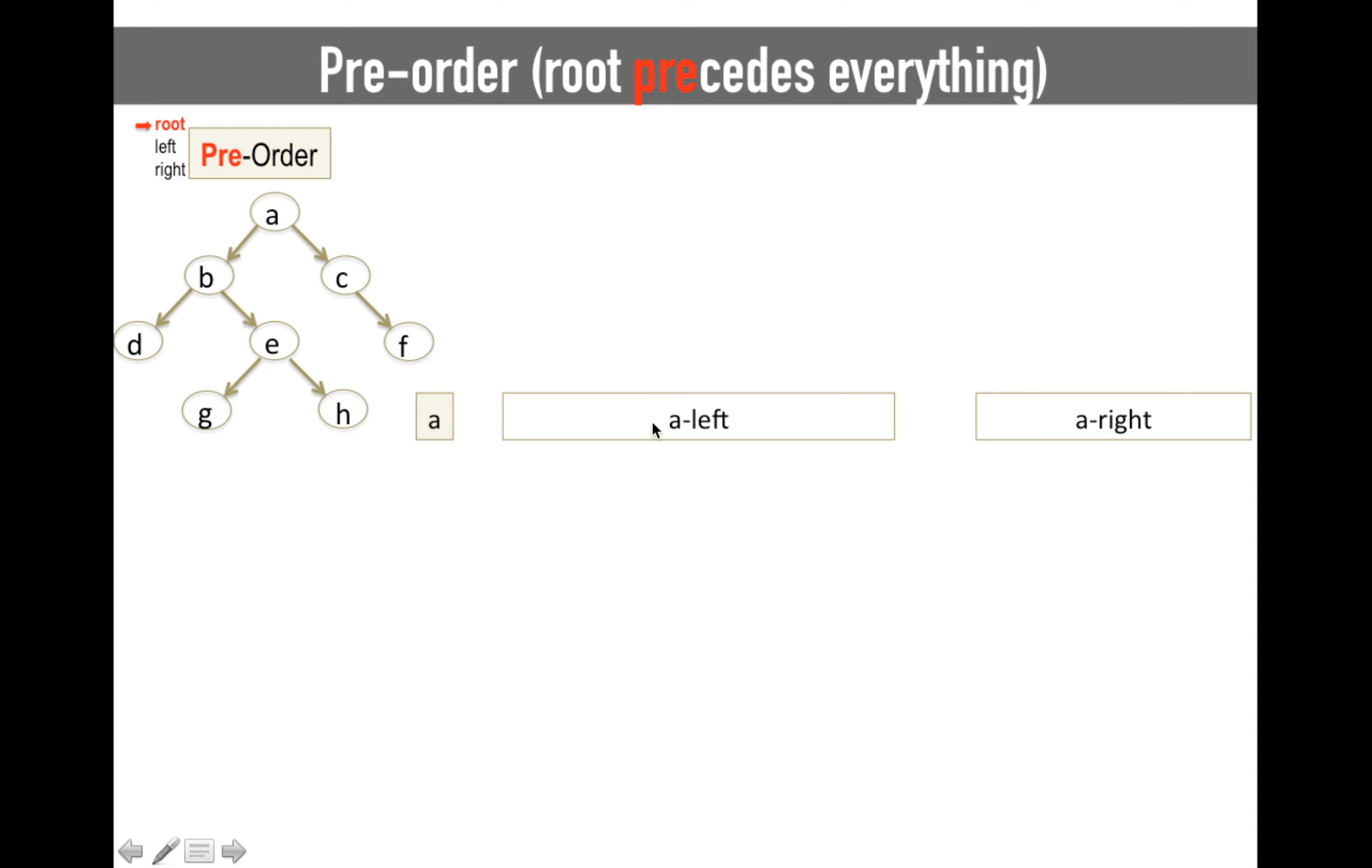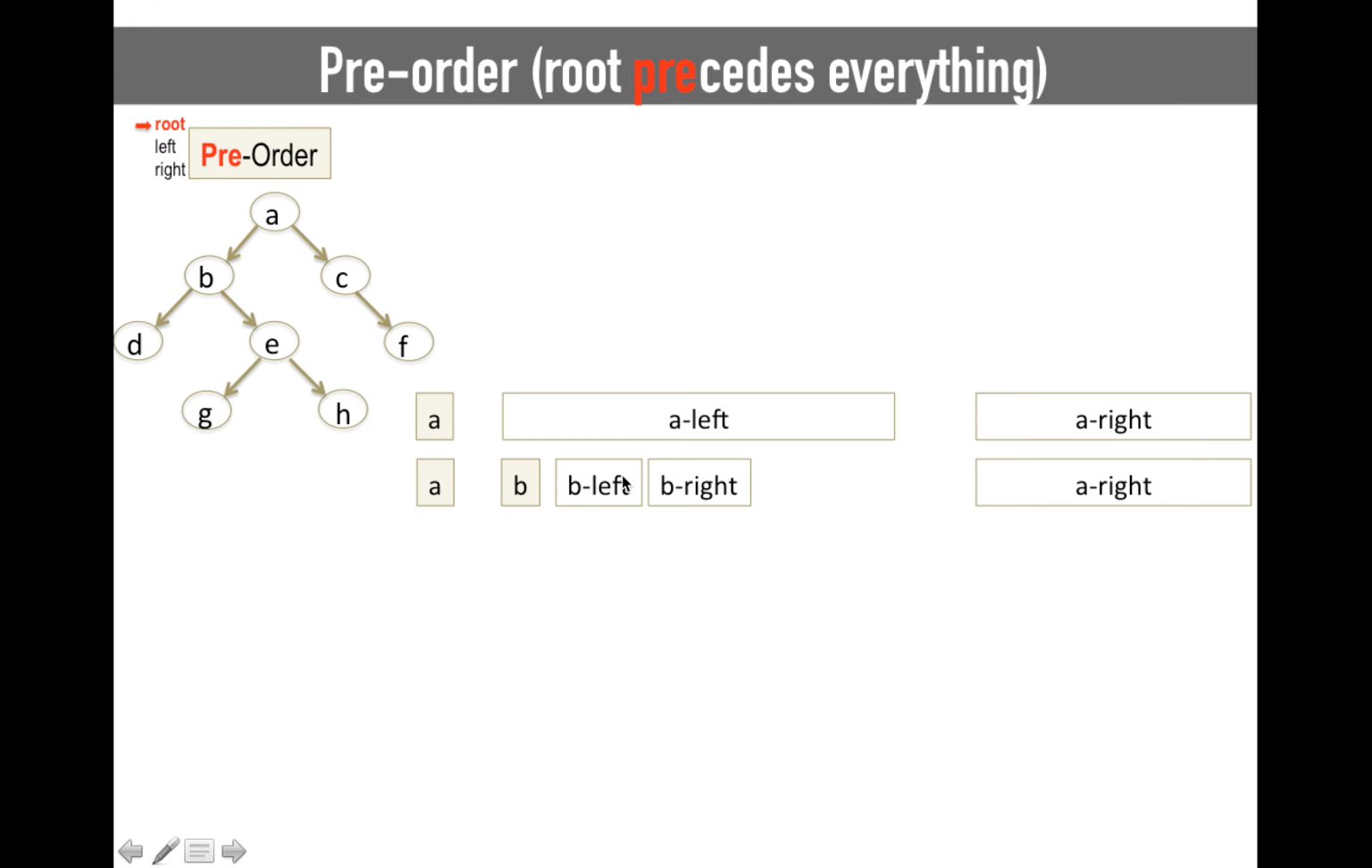So the next step is going to the left, and remember that root precedes everything. So you go to left, and this is the root, so you put it at the beginning. And then you have to go for left of this B and right of this B. You don't do anything yet here.